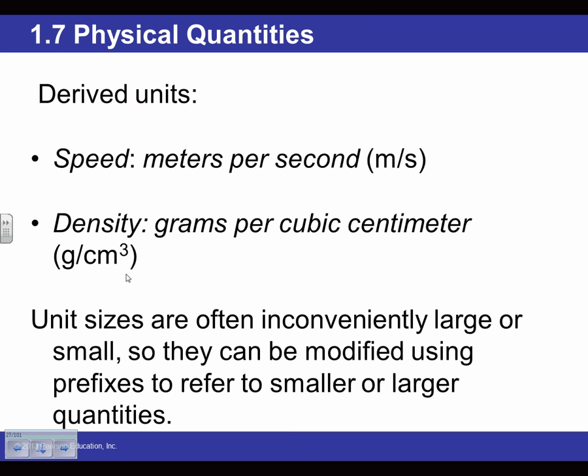Now, there are other derived units, which means units that are extensions of this SI unit of measure. They include speed, which is meters per second, and density, which will probably be discussed later on as grams per cubic centimeter. And they're modified depending on the units measured or what type of chemistry-based problems you're dealing with.